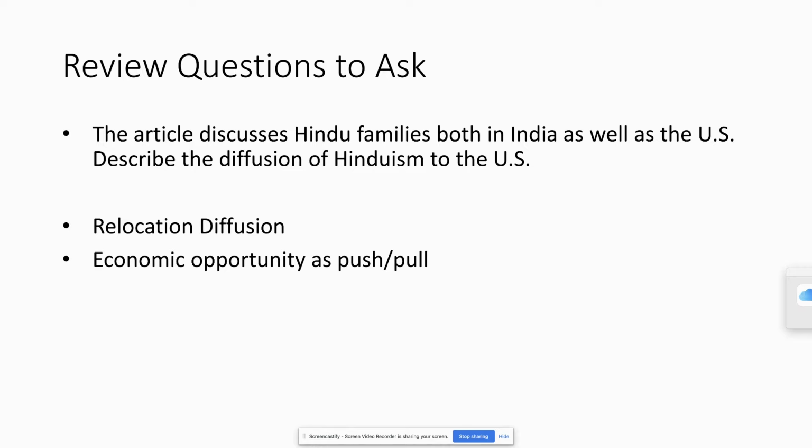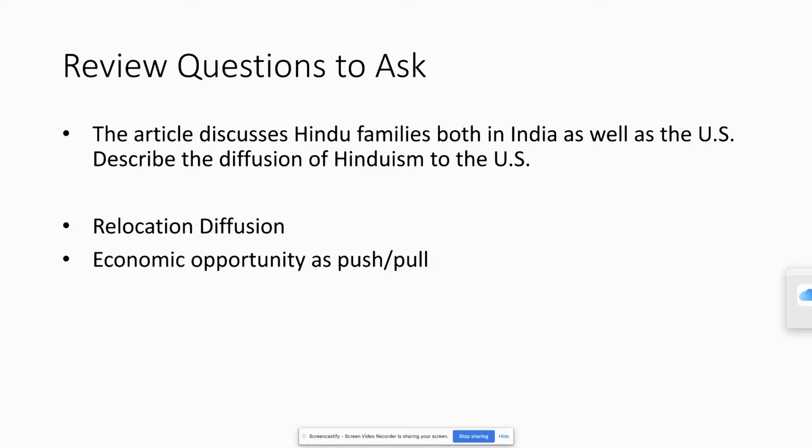So let's ask that question. How can we describe the diffusion of Hinduism to the US? So first of all, we would use this type of diffusion to describe it, relocation. We know that means people are going to physically pick themselves up and move, and that's going to be how they spread something, in this case, a religion. Now, other ways we can look at it, in the US particularly, you most likely have economic opportunity. We can identify this push and pull factor. Why did people leave India, and why did they end up in the United States?